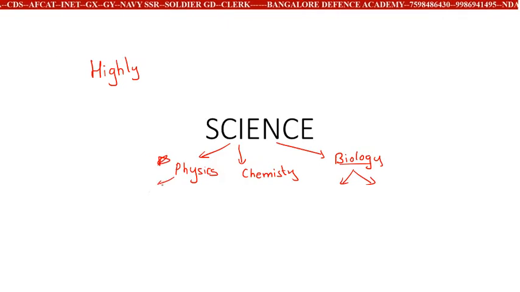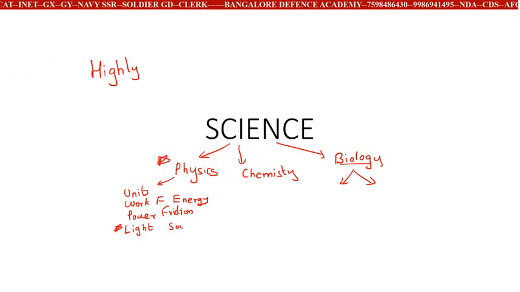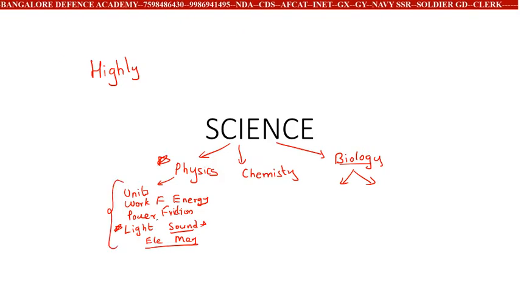Then they will have biology, and in biology there are a lot of questions asked in your examination. Mainly physics, you can just see that you have chapters like units and dimension, then work, force and energy. Then you have power. Power is an important function. Then friction is an important topic here in physics. And after that you have a very important chapter which we'll be discussing in the upcoming sections, that is light and sound. Light and sound is also very important. And finally you have electric and magnetic field. So these are the important chapters in physics.